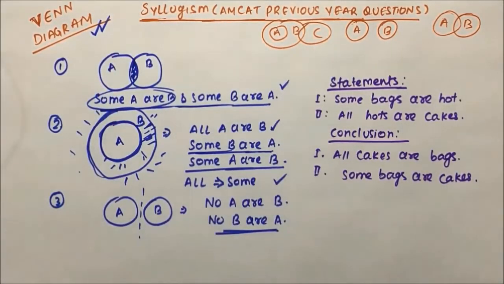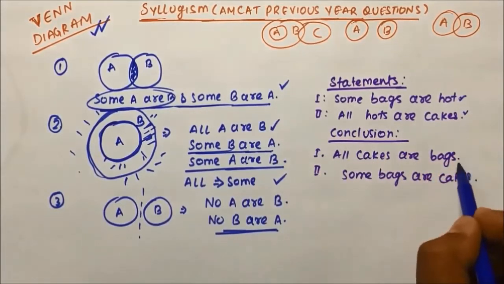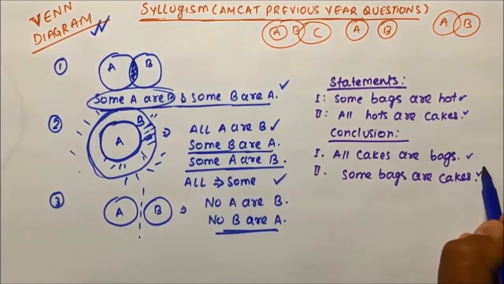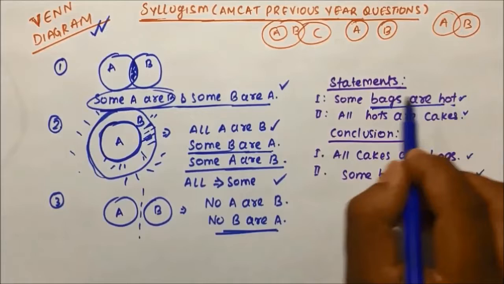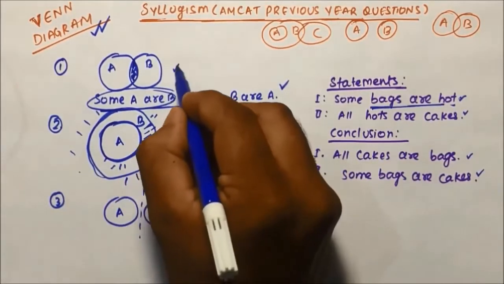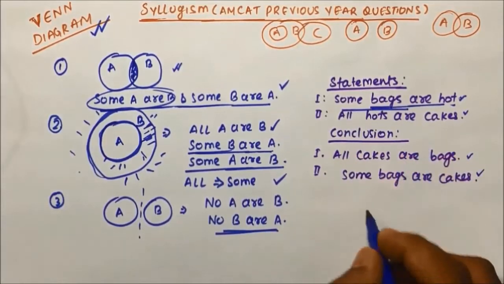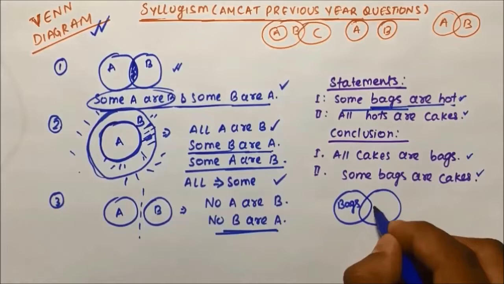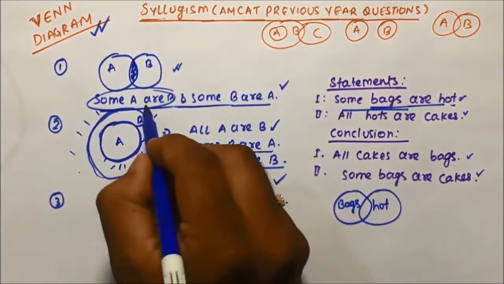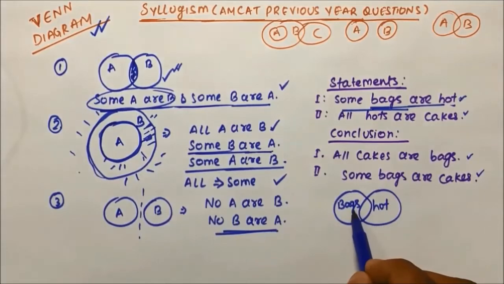Now let's see how we solve the questions here. Two statements are given, followed by two conclusions. You have to tell which conclusion is true and which is false. The first statement is: some bags are hot. If it is some A are B, how do we draw the diagram? Like this, right? In the same way, some bags are hot: this is my bag and this is my hot. Some bags are hot means some hot will also be bag.